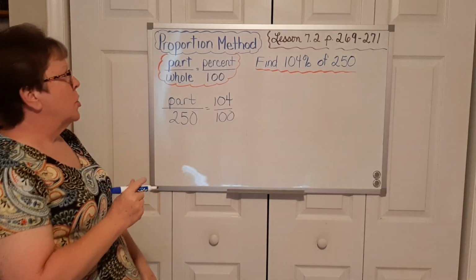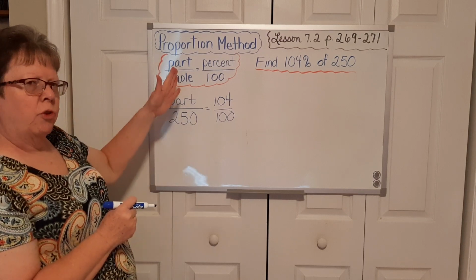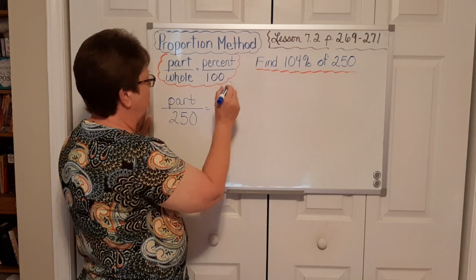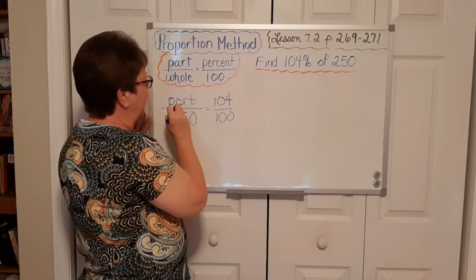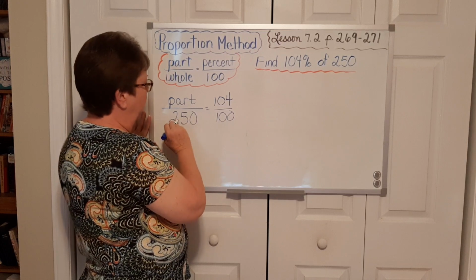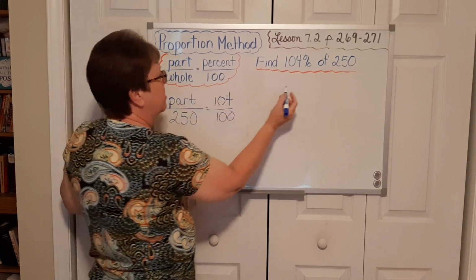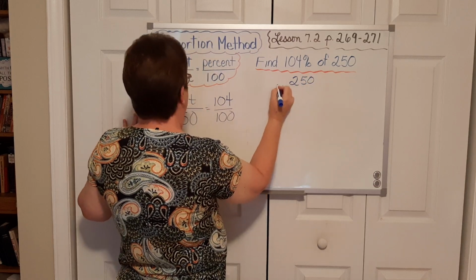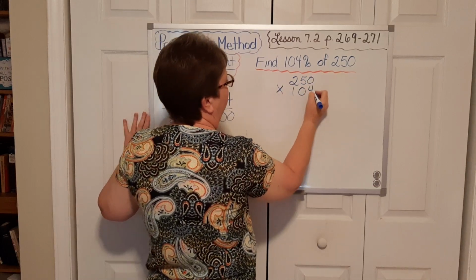Okay? So, what we do when we use the proportion method, we are cross-multiplying first. So, we can't multiply 100 by something that we don't know the number of. So we've got to cross-multiply our 250 times our 104. So let's do that. 250 times 104.